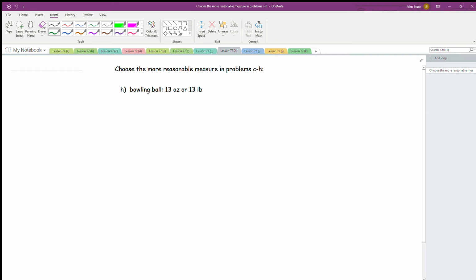Choose the more reasonable measure in problem C through H. Bowling ball, 13 ounces. Well, 16 ounces is a pound, so this is less than a pound, 13 ounces, or 13 pounds. This is a slightly lighter bowling ball than the last question. But definitely a bowling ball never weighs less than a pound. We're going to go with the 13 pounds.